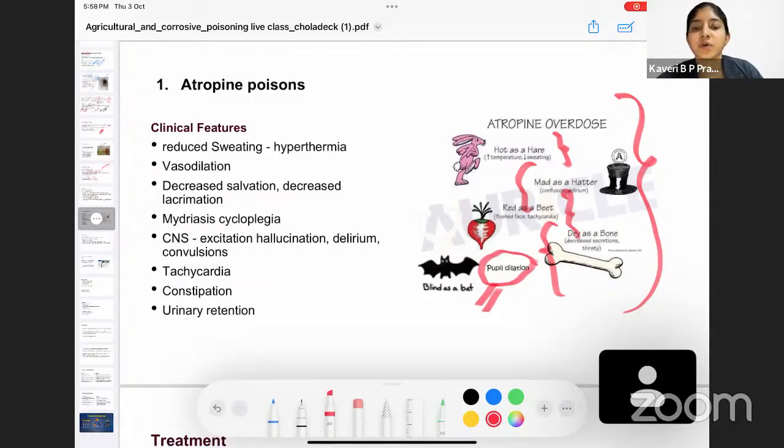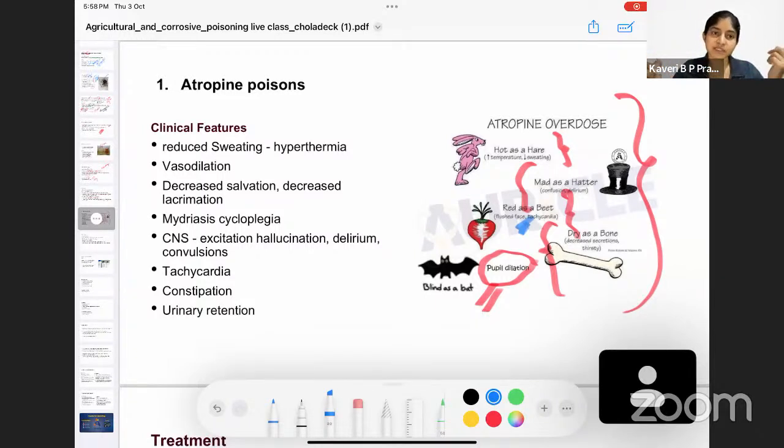Why is he going to be hot as a hare? Because of increased body temperature. Mad as a hatter, because he's going to be very confused. He's going to act like a lunatic. Red as a beet, because there is going to be flushing of the skin. Dry as a bone, because there is going to be decreased sensation.